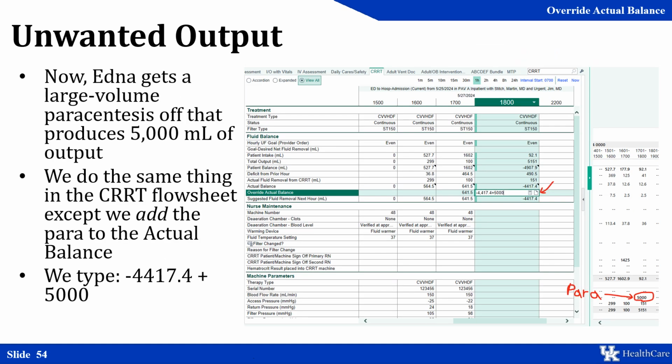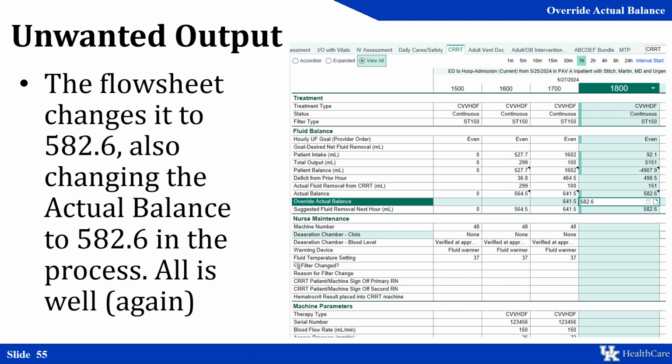Let's look at it from another angle. Let's say our patient, Edna, gets a paracentesis that takes off 5 liters of ascites fluid. We're going to do the exact same thing that we did before, except this time we're going to subtract the negative 5,000. In this case, it's going to be adding 5,000. So our actual balance for that hour was 4,417. We'll take negative 4,417 plus the 5,000 we want to get rid of. Once we hit enter, Epic will do the math and change that to 582.6. Everything is fixed.